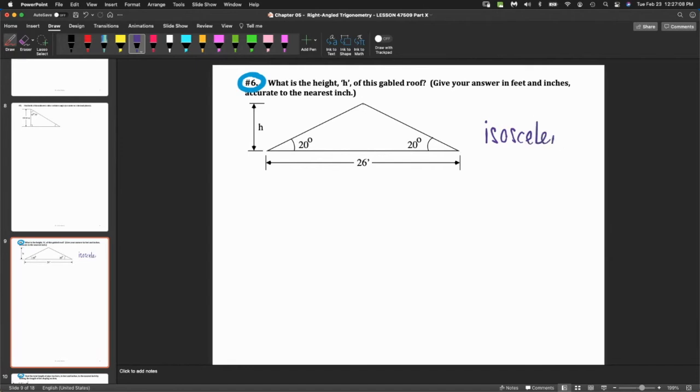It's isosceles. So what you can do is you can bisect it. Remember, bisect means cut in half somehow. In this case, we're cutting it in half like that. And we can draw that triangle separately.